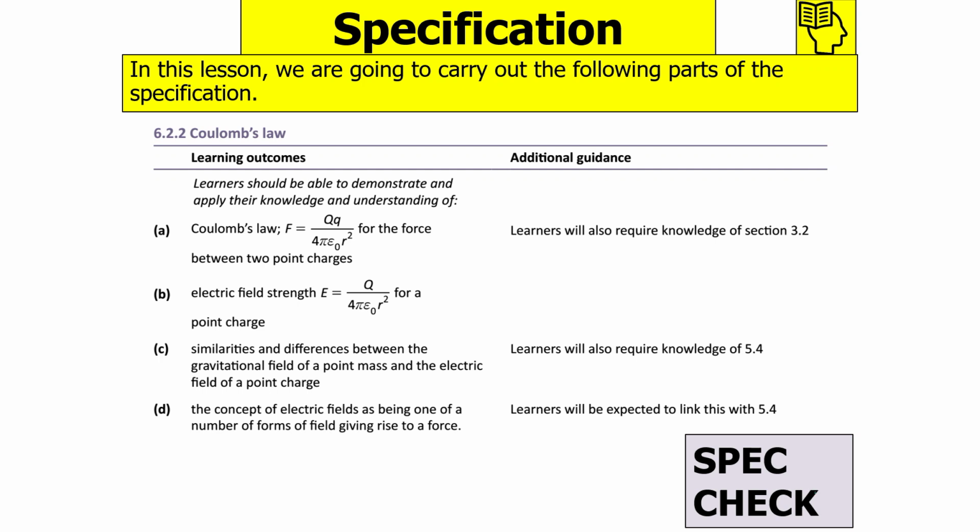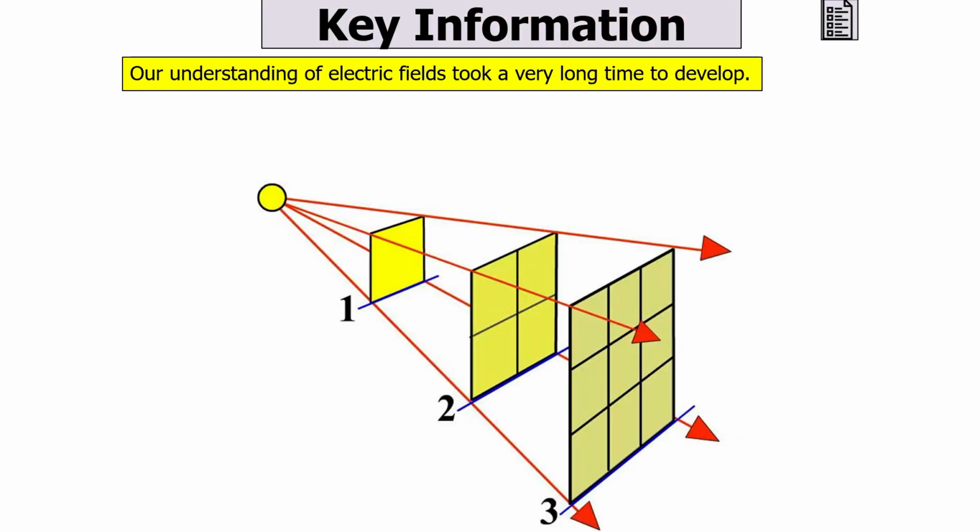So we're going to be looking at the following part of the OCR A-Level Physics specification, 6.2.2 Coulomb's law. Now, our understanding of electric fields took a long time to develop.